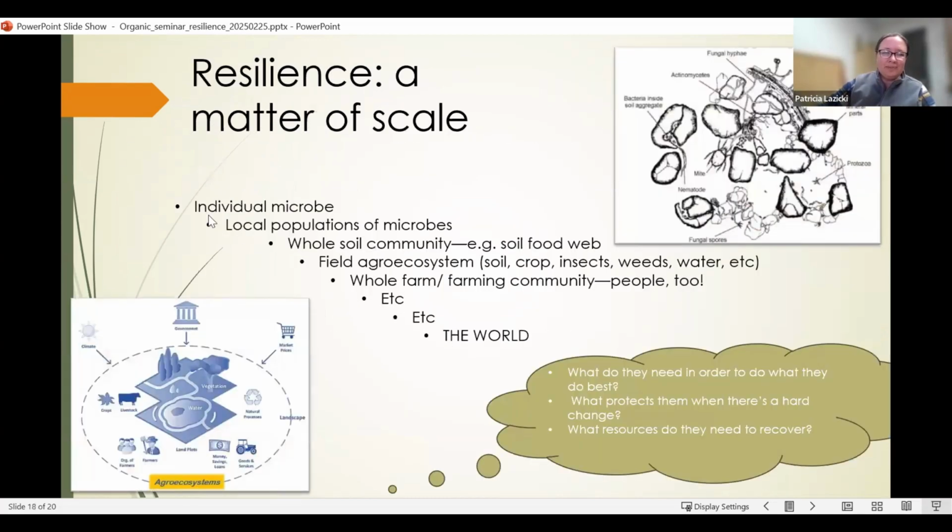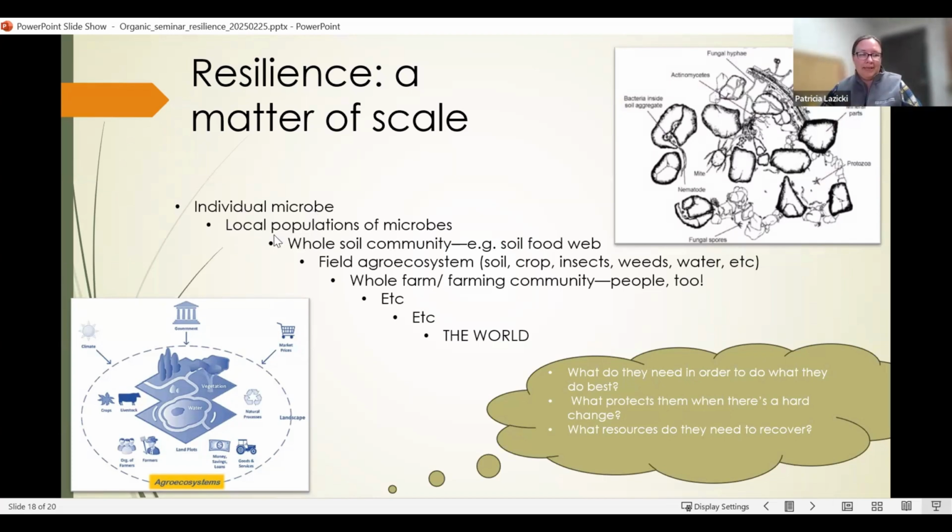So I wanted to end by emphasizing resilience as a matter of scale. Think about it first from the perspective of an individual microbe. What does that microbe need in order to do what it does best, or in order to function? It's oxygen, some kind of energy source, some kind of shelter from harsh environmental conditions. What protects them when there's a change that's hard for them? And then what resources do they need to recover?